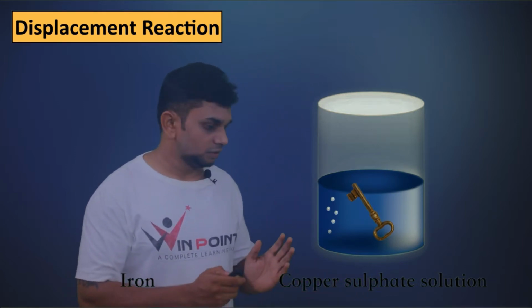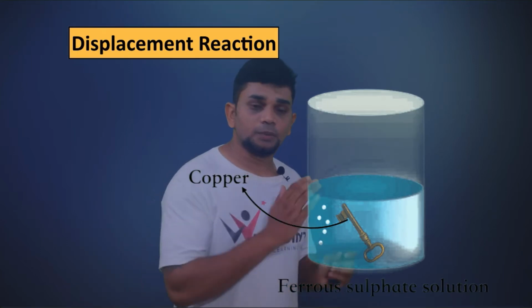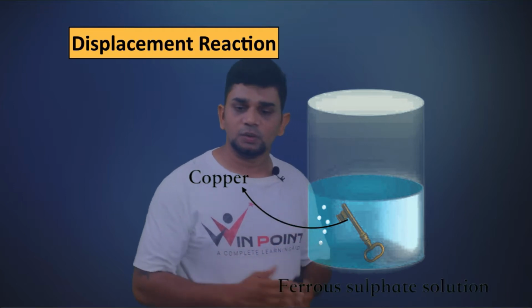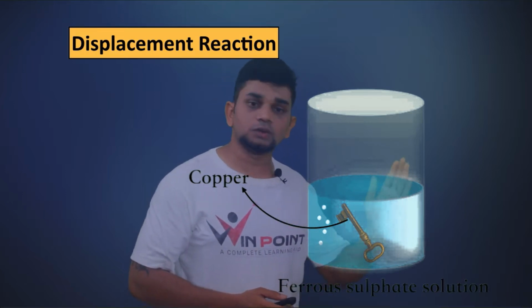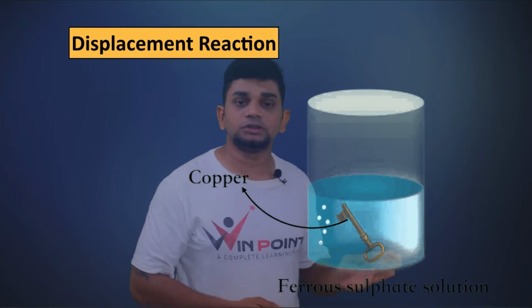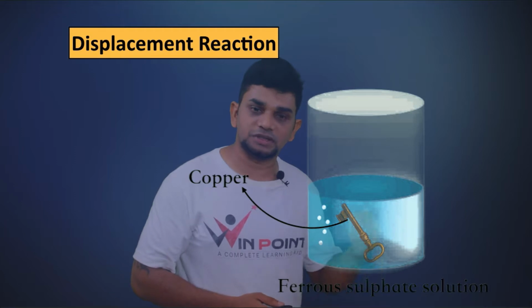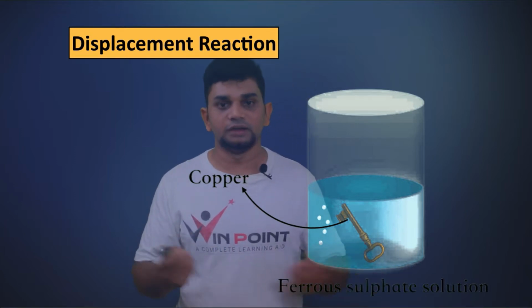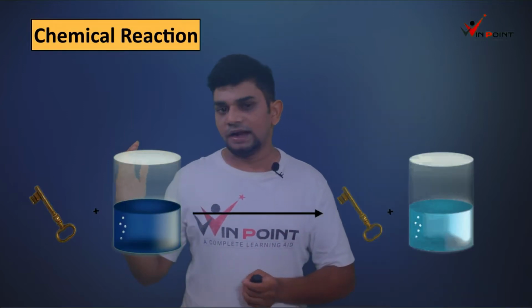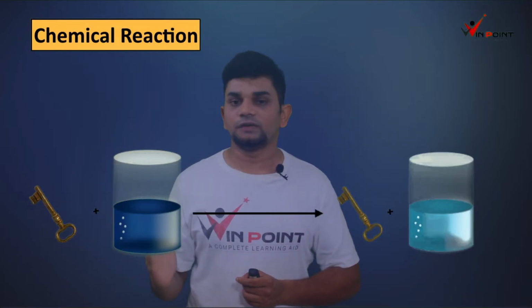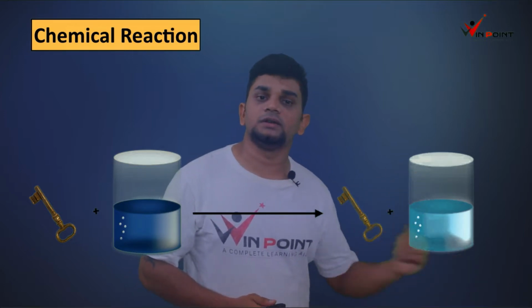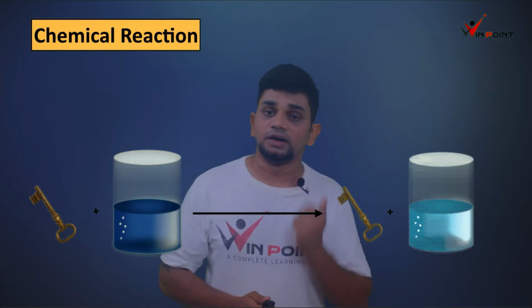What's your observation? You can see that the color of the copper sulfate solution is changing and the color of the iron is also changing. What is the reason behind it? Here you can see it is copper now on the surface. On the surface of the iron, you can see deposits of copper and the solution has changed to ferrous sulfate solution. It is a displacement reaction. Let's discuss it again. Here we are adding iron plus copper sulfate solution and we are getting copper on the surface of the iron and ferrous sulfate solution. This reaction is known as a displacement reaction.